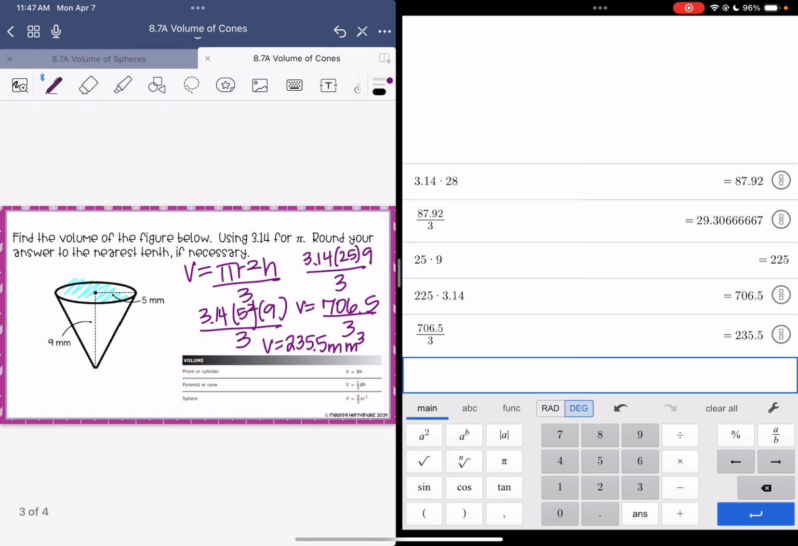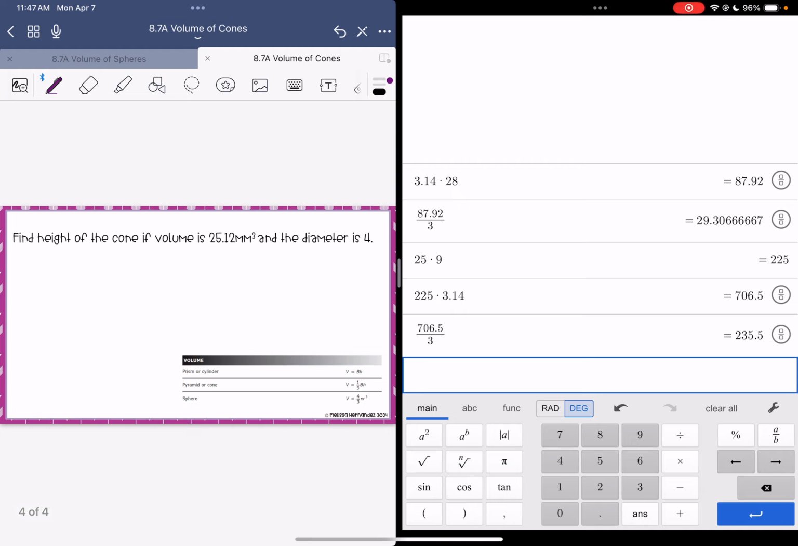I have one more. It says find the height of a cone if the volume is 25.12 cubic millimeters and the diameter is 4. So the first thing is I'm going to write down my formula. And this proves why I like students to write their formula, because we're doing something different. We know the cone's base is a circle. We're actually going to find the height. Now we're going to plug in the volume of 25.12.